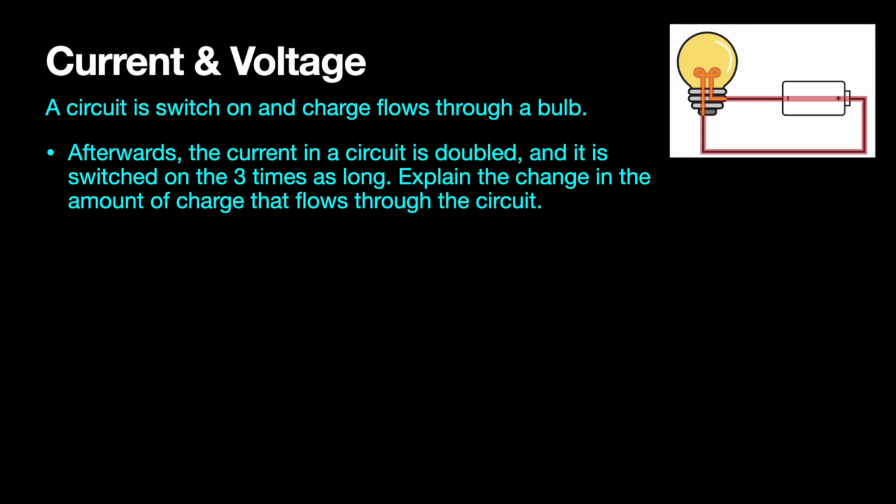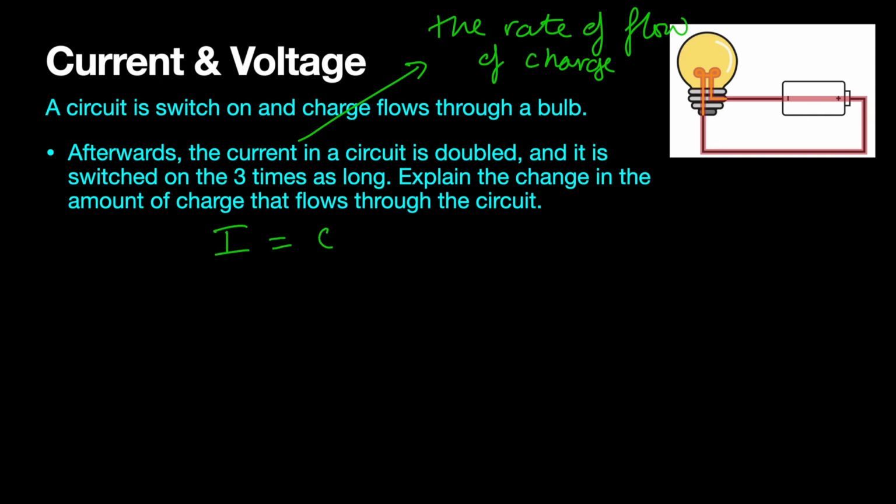So for this question, we need to recall what current is. Current is the rate of flow of charge. It's a measure of how much charge flows in a certain amount of time. So current is equal to charge divided by time. In this case, our current is doubled and our time is tripled.